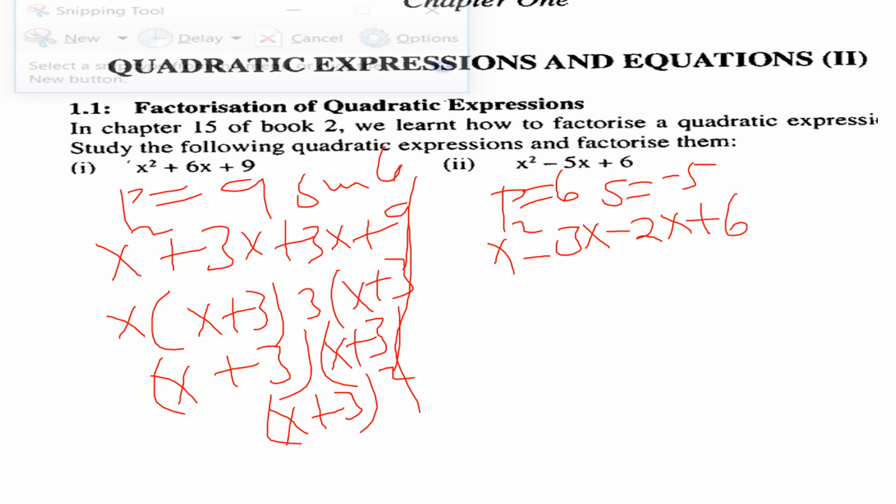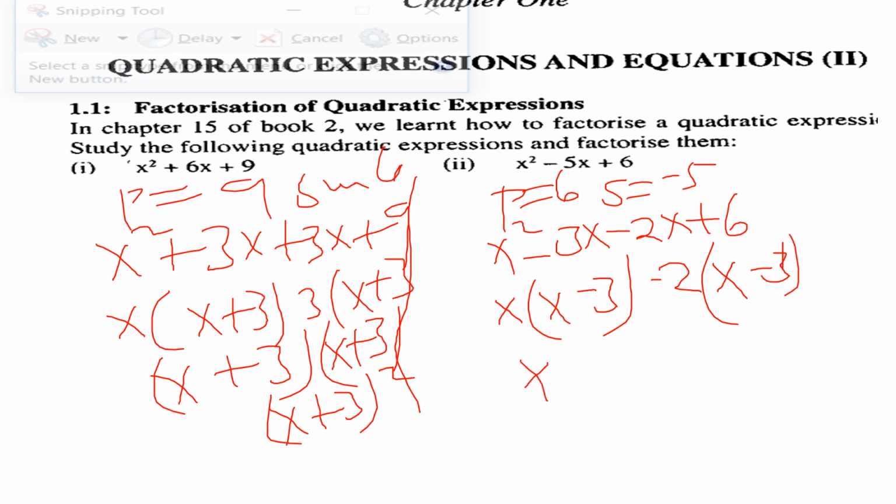So here what is common is x, and then I'll have x minus 3, and then here I have negative 2, so I will be left with x minus 3 also. So I can have this one being x minus 2. I take what is outside, and what is inside is x minus 3. So that is how I can factorize that.